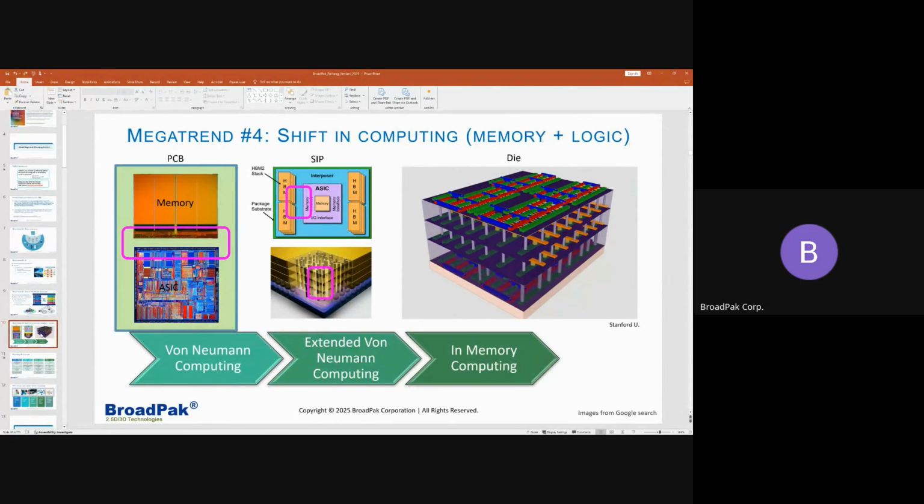Now, the most important mega trend here is the shift in computing, which is the memory and the logic. If you look at your old home motherboard, which could still be out there, you see a processor and the memory sitting on a PCB. These are two separate packages communicating through the PCB. Due to the huge amount of memory required for AI and edge compute, the memory, instead of the PCB, actually moved into the package. That means we co-package the memory and the processor in just one single package.